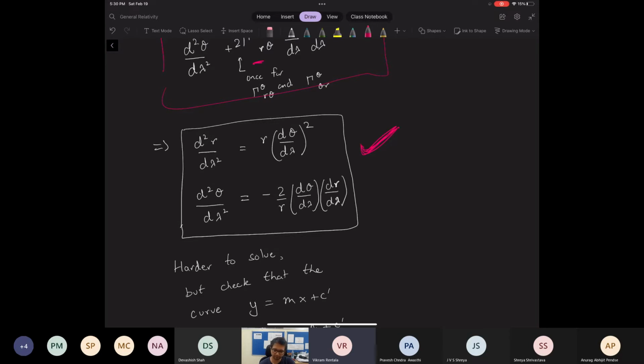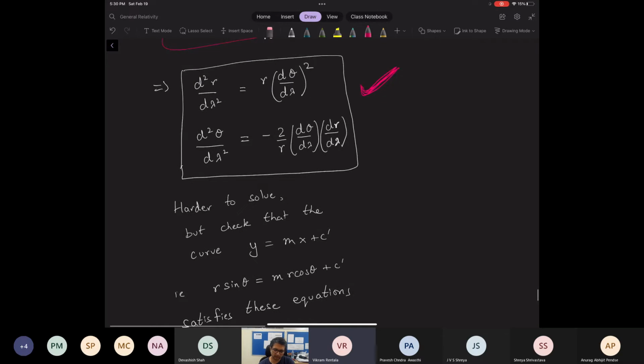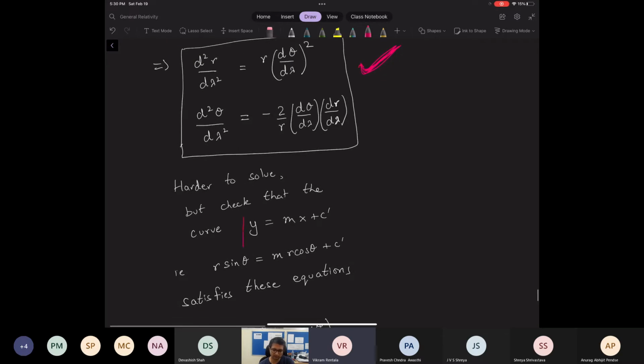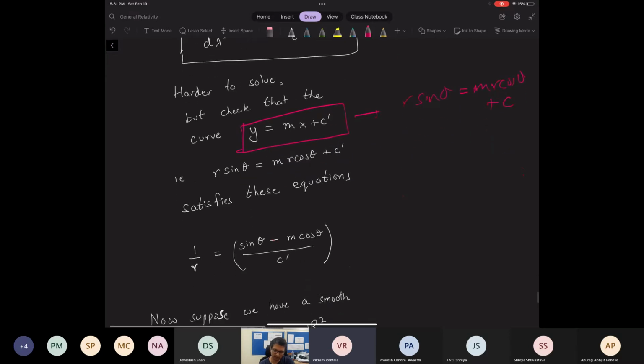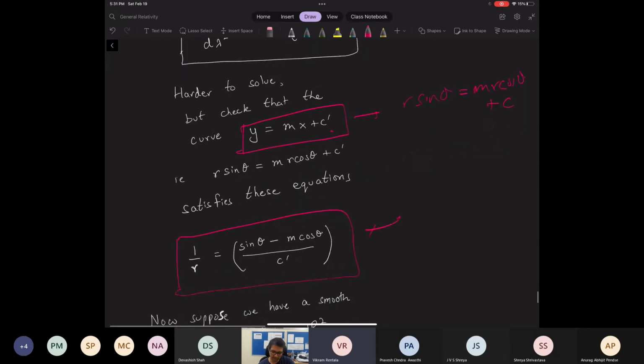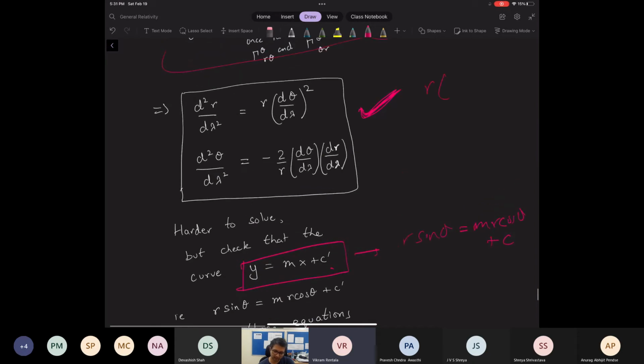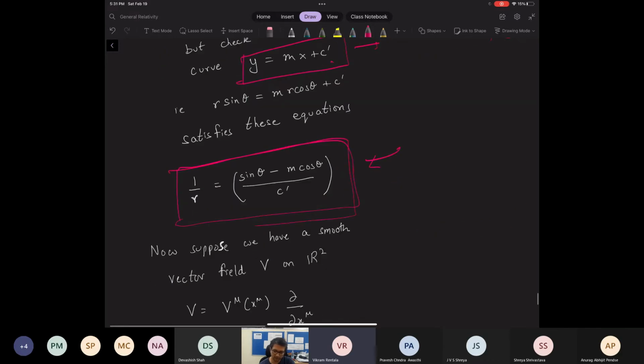except this is now going to be expressed in terms of r theta coordinates. So for example, we won't solve this, but if you have a curve which is, let's say, y is mx plus c, in polar coordinates, that same curve is r sine theta is m r cos theta plus c. Or in other words, it's 1 by r is sine theta minus m cos theta by some c prime. So what this means is this curve, if I solve this equation and I find r as a function of lambda and theta as a function of lambda, and if I eliminated lambda, this is the equation that I would get, which relates r and theta.